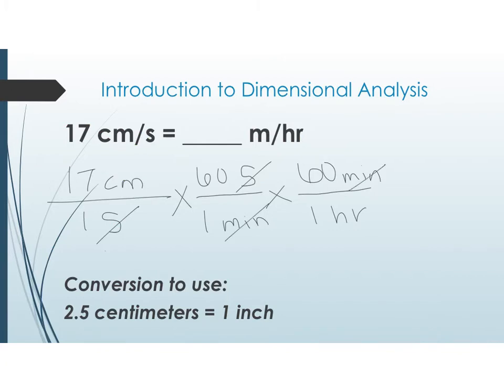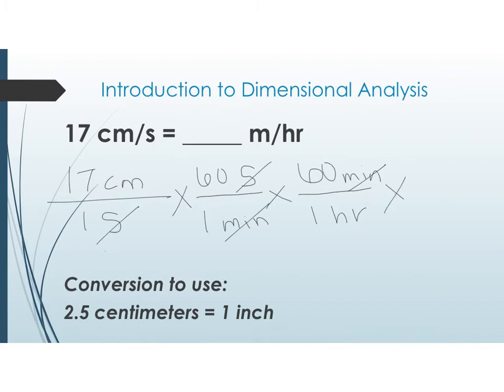Notice how when I want to cancel a unit, I always make sure that it's on the opposite side of the equivalent statement fraction so that when they divide by themselves, they cancel each other out. Now I'm at hours, so that's awesome. But right now I'm at centimeters per hour, and I need to end with meters per hour. So I'm just going to keep this going.